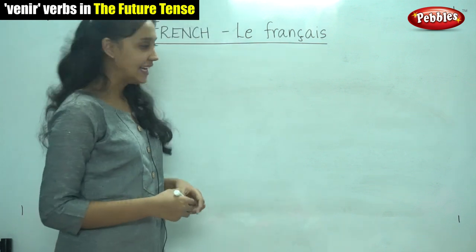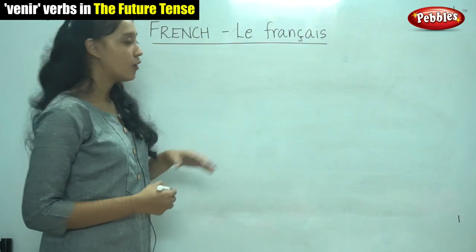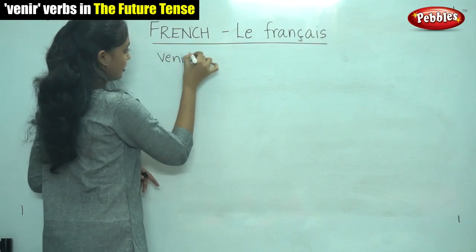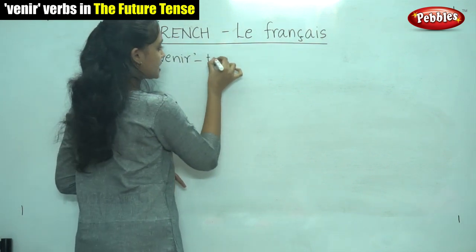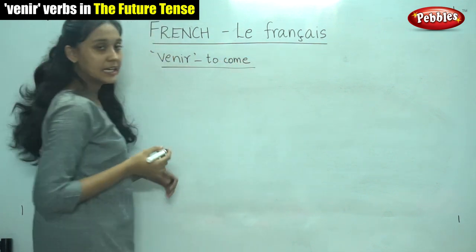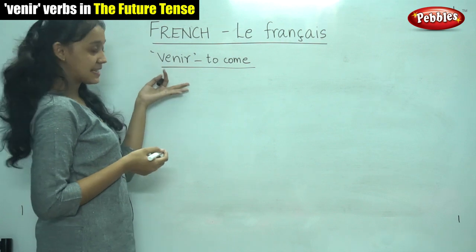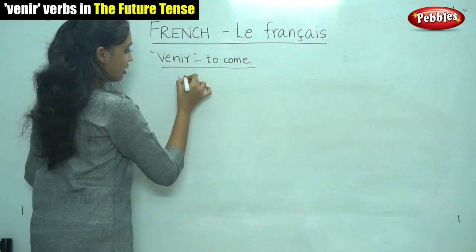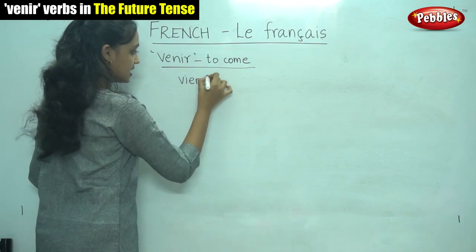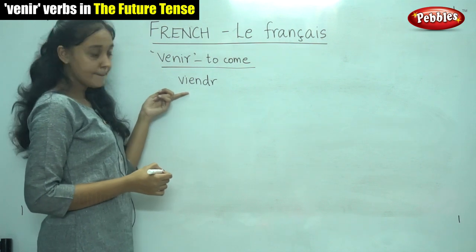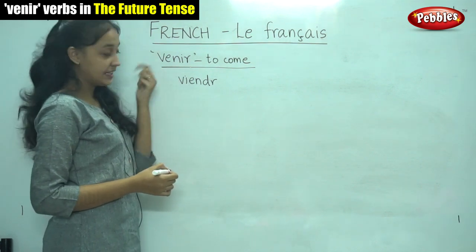Now let us try to write the future tense for the verb venir. Venir means to come. Now, do you remember the stem for the word venir? It is V-I-E-N-D-R. So this is the stem for the verb venir.